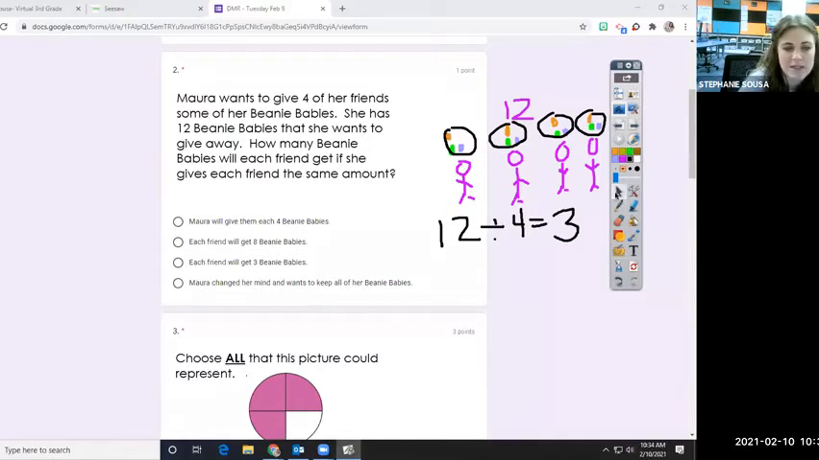So that would tell us here that Mara will give each of them 4 Beanie Babies. Wrong, because they got 3. Each friend will get 8 Beanie Babies. Wrong, they got 3. Each friend will get 3 Beanie Babies. Yes. Mara changed her mind and wants to keep all of her Beanie Babies. Boo. Okay, each one got 3.